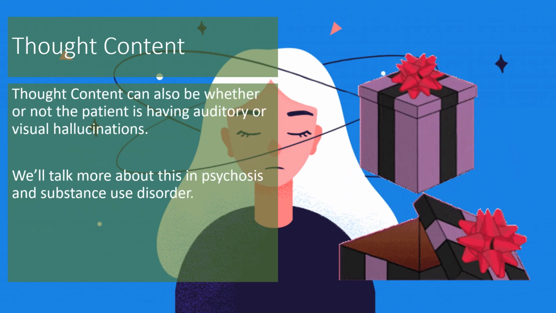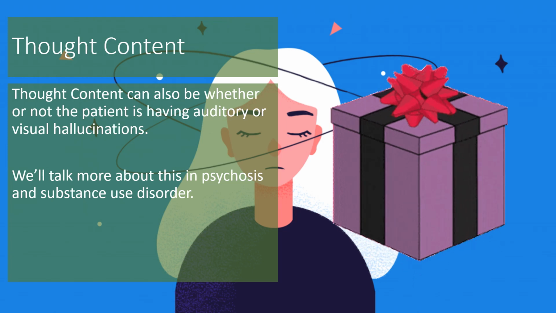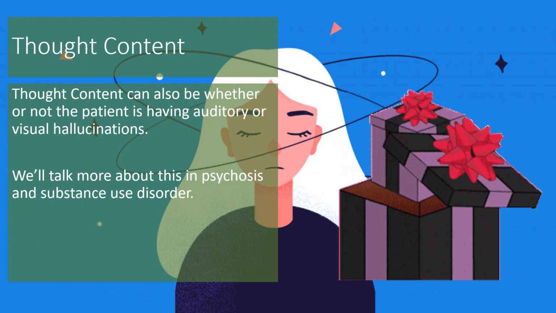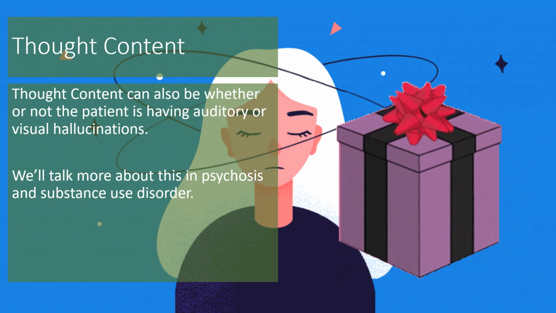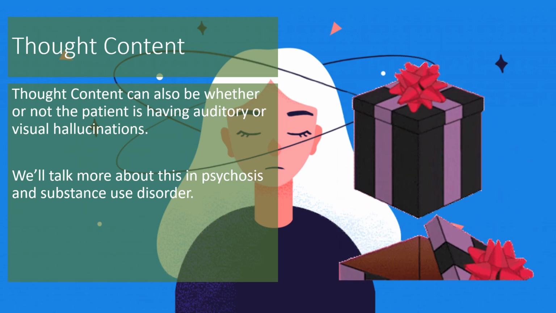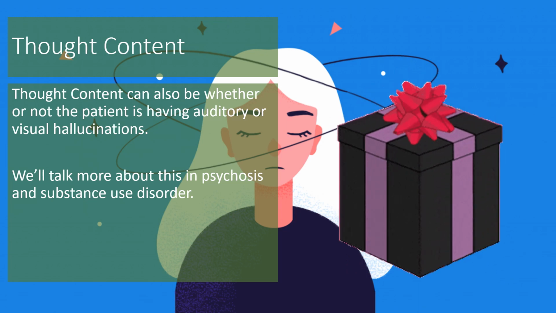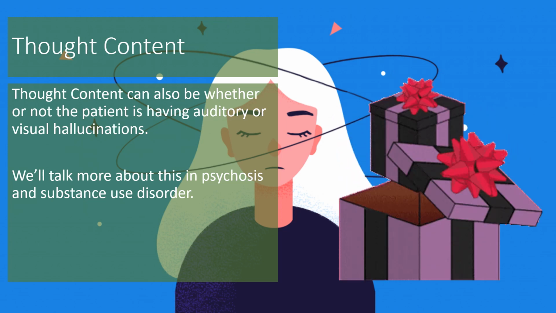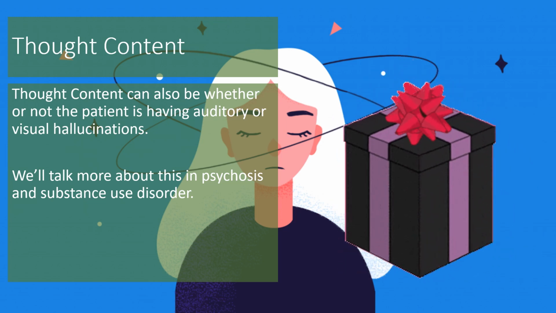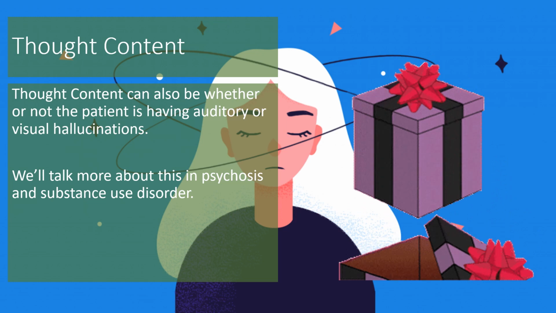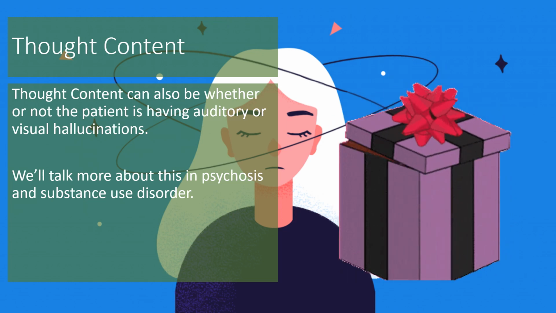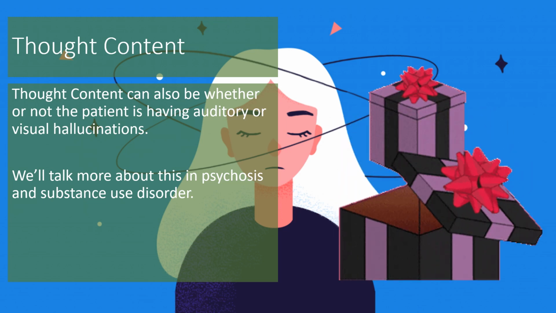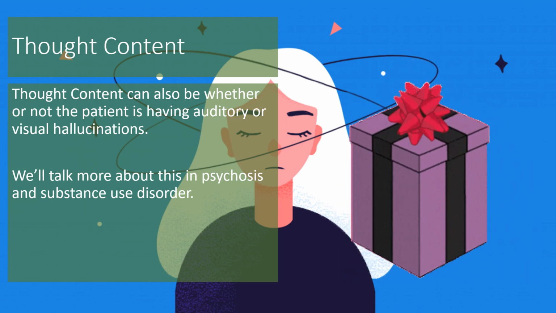Another section that we talk about in thought content is whether the patient is having auditory or visual hallucinations. Again, we'll talk more about this later. It's interesting to think though, because if you ask someone, are you having auditory hallucinations, it's really difficult for us as health providers to know if they're telling the truth or not. I mean, we can always have our suspicions and things like that, but there's no way to know for sure. And again, we'll talk about that more later.